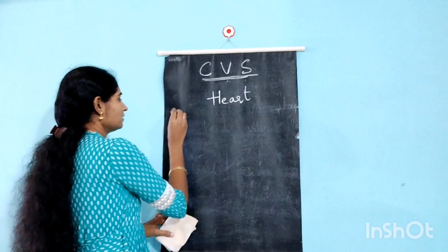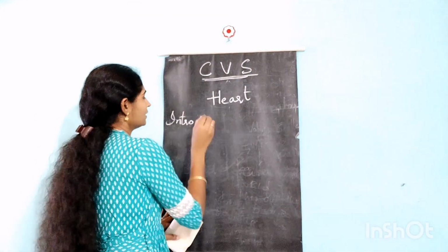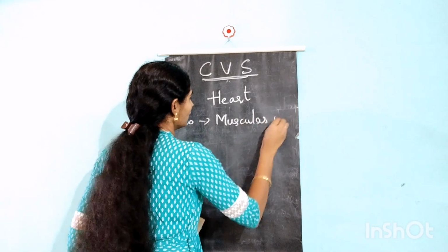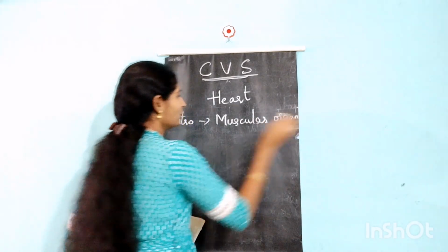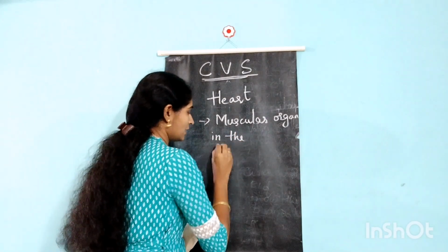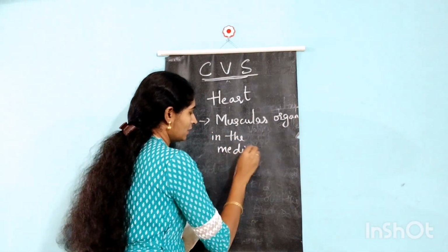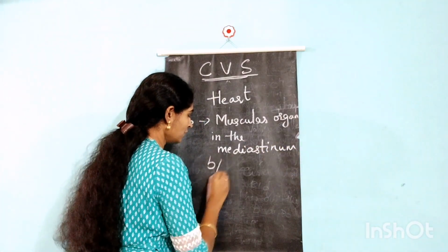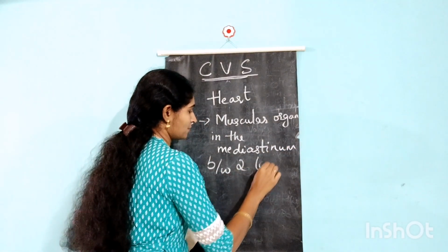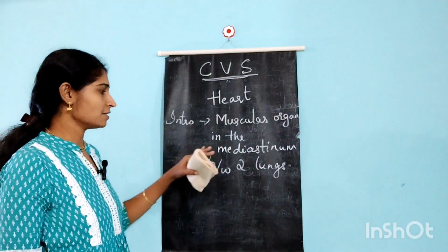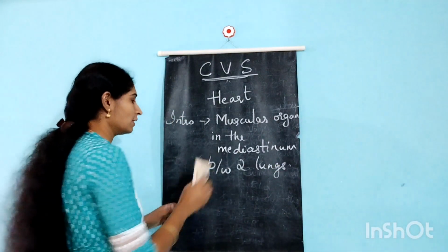So what is the introduction of the heart? It is a muscular organ. And where is it present? It is present in the mediastinum between 2 lungs. So it's a muscular organ present in the mediastinum between 2 lungs.